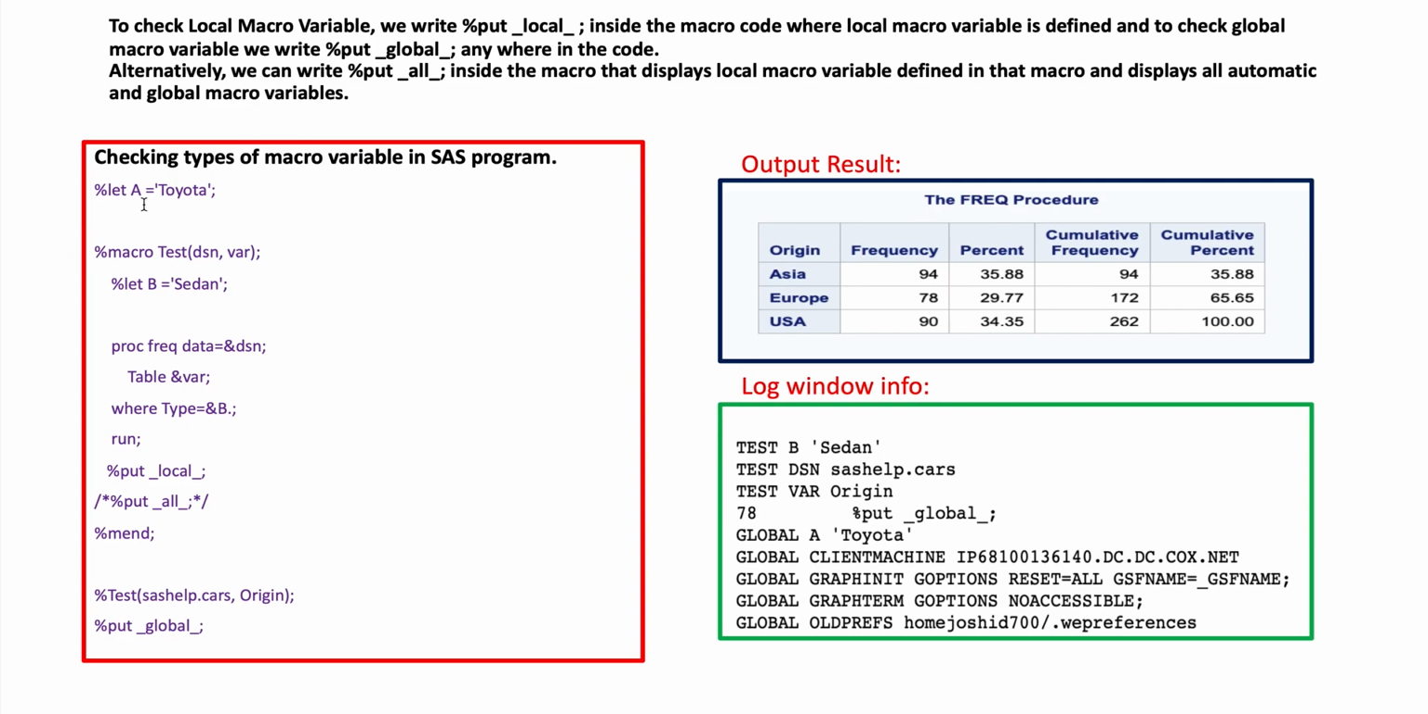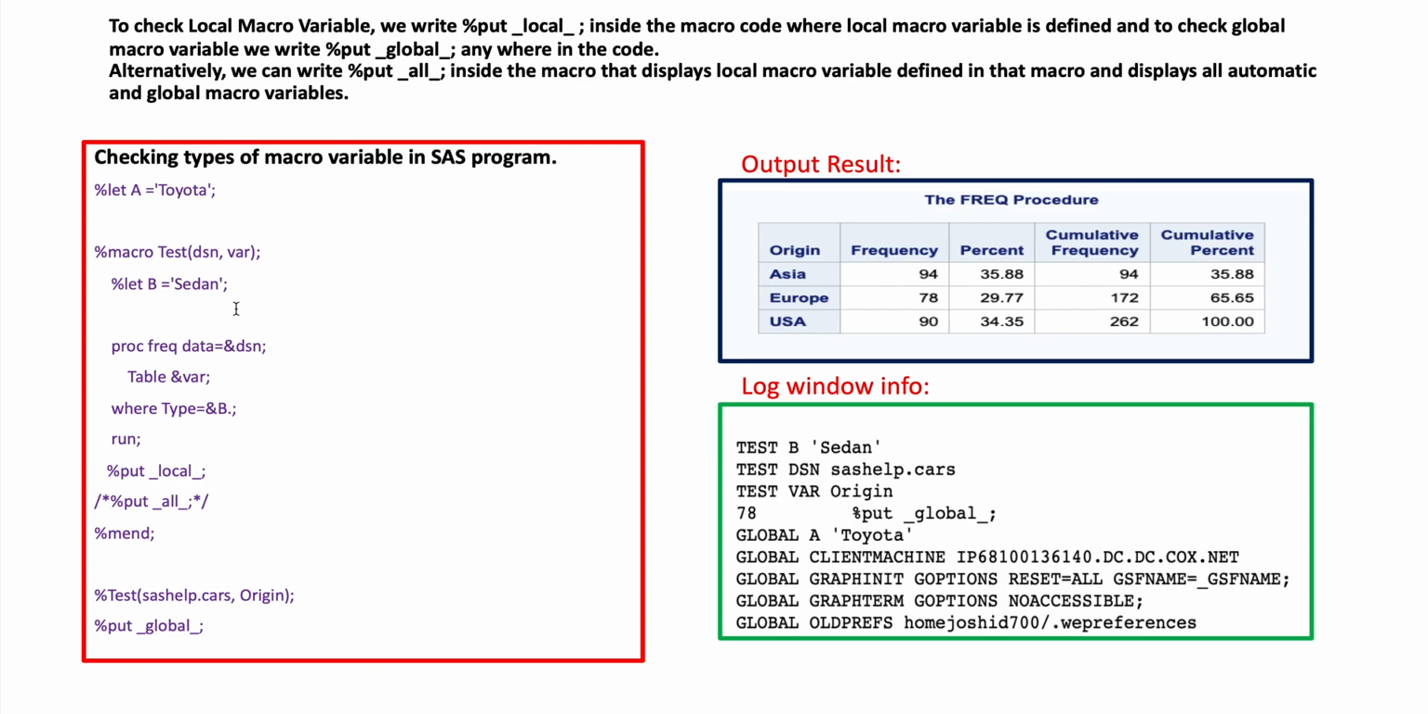%let A, its value is Toyota, where A is a global macro variable because A is defined outside the macro. %macro, the macro name is test. Inside the macro, we have defined two local macro variables, DSN and var. Again, %let B, B equals sedan, where B is a local macro variable. It is defined inside the test macro code.